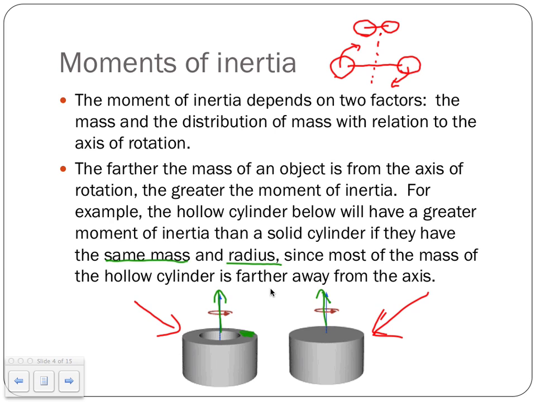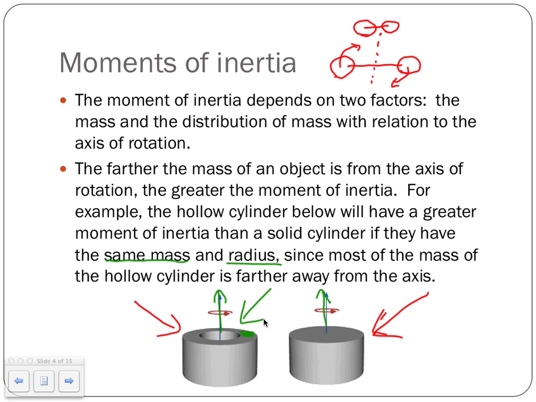Because on the hollow cylinder the mass is farther away from the axis of rotation, the cylinder on the left, the hollow one, would have a greater moment of inertia than the one on the right. It would actually be harder to rotate the one on the left than the one on the right. It's harder to rotate the hollow one.